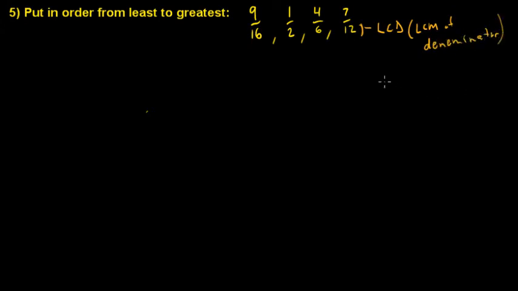That's another way to say it. So we have 16, 2, 6, and 12, and we have to find the least common denominator of those. Okay, so it's another opportunity to practice this prime factorization method.